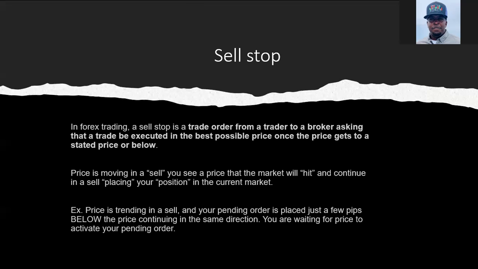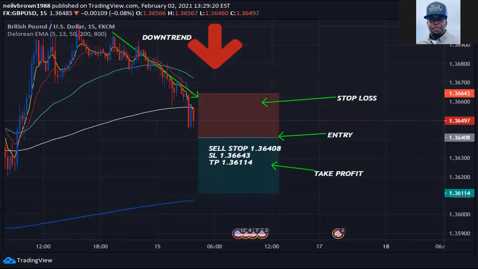How does this look? Again, buy stop is going to be above the price and sell stop is going to be below the price. As we see, it's below. So red, it is an arrow, downtrend. We have a clear downtrend. So therefore, we're waiting for price to get to this level right here and put us in the market. We're waiting for price to get to 1.36408. When it gets to that level, it will go ahead and put us in the market for our sale. It will activate us.